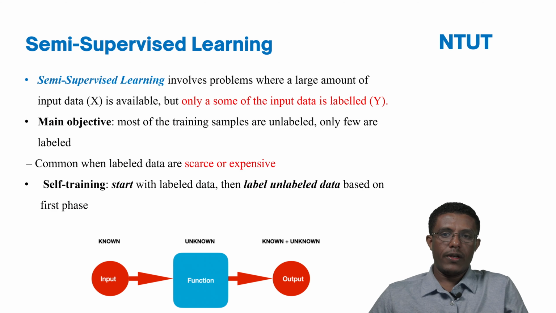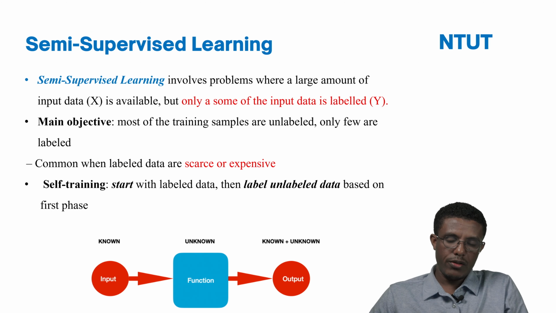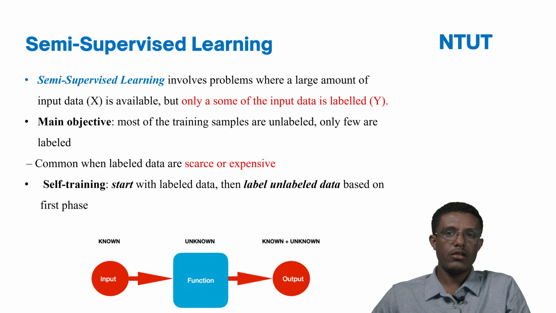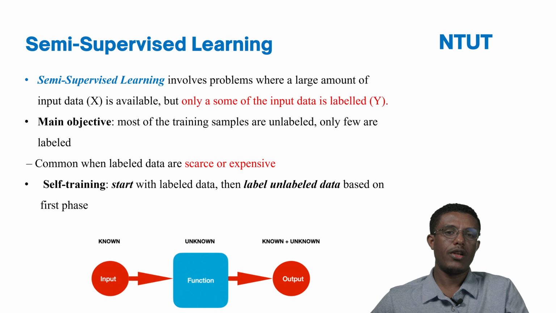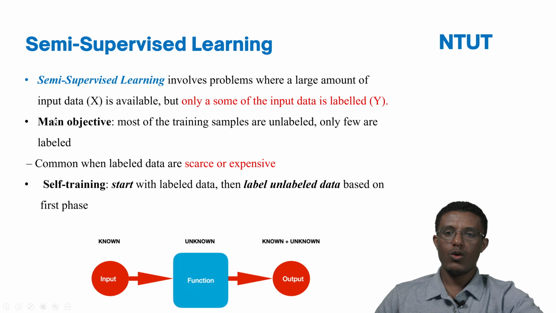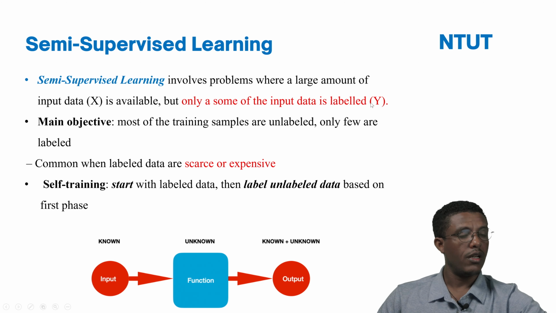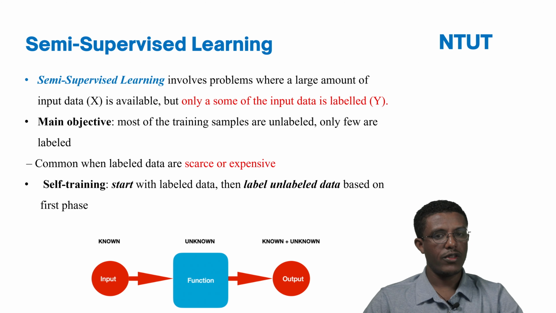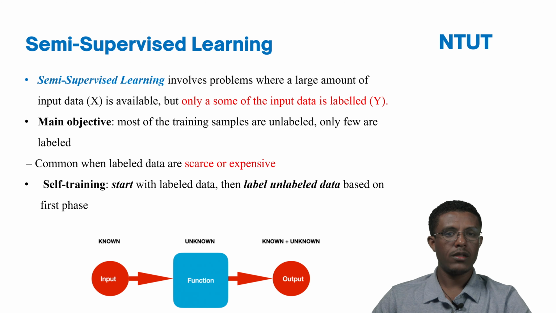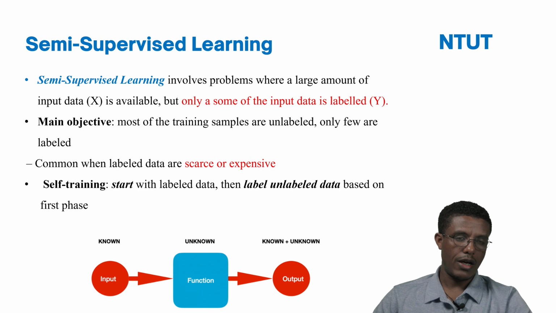The third type of algorithm, based on the data nature, is semi-supervised learning. Semi-supervised learning is a type of learning which involves a combination of labeled data and unlabeled data. A large amount of input data is available, but only some of it is labeled. So in semi-supervised learning, some of the data is labeled, but the majority of the data is unlabeled.